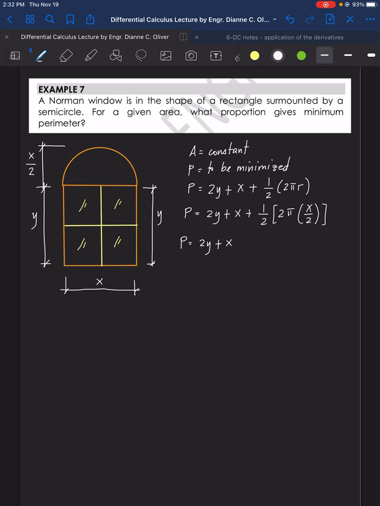So cancel 2, then there's still 2 there. So plus pi over 2x. So perimeter is equal to 2y plus x plus pi over 2x, and that is equation number 1.